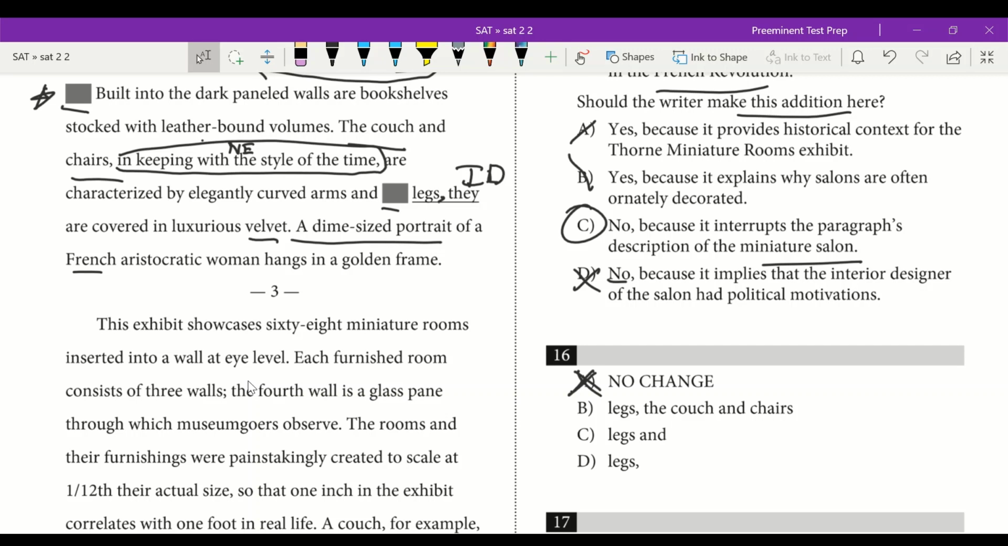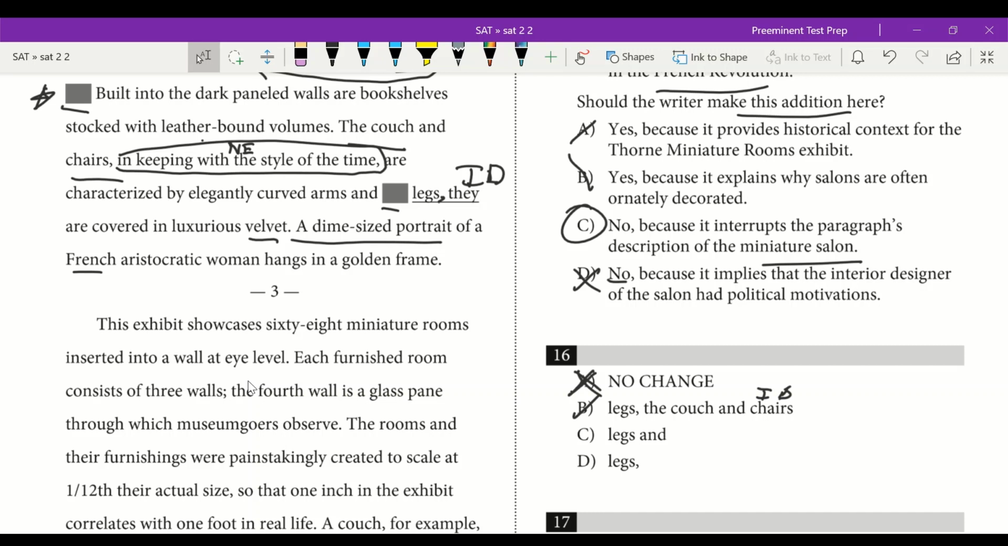We have B. Well, B, we're just replacing they with the couch and chairs are covered in luxurious velvet, and that's also an independent clause. Right? We have a subject and a verb, so that's out. So now we're between C and D. Well, let's think about it. If we were to use D, we would just have are covered in luxurious velvet.